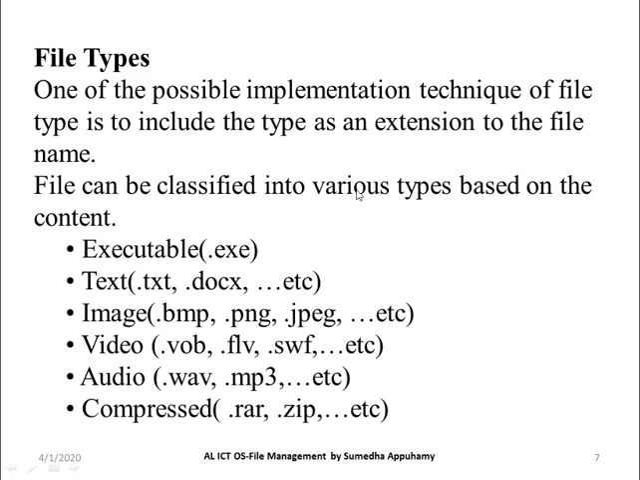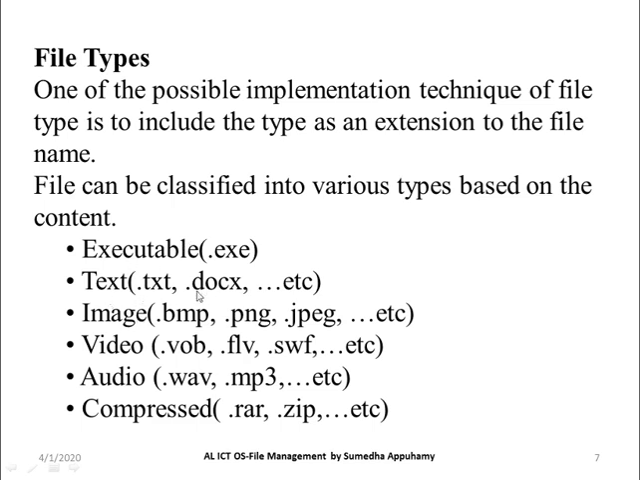File can be classified into various types based on the content. So .exe means executable files. Now when you download software or any other thing, game or whatever, you are downloading it in the executable file format. Then you are executing, that means installing, that into the computer. So that is the exe kind.